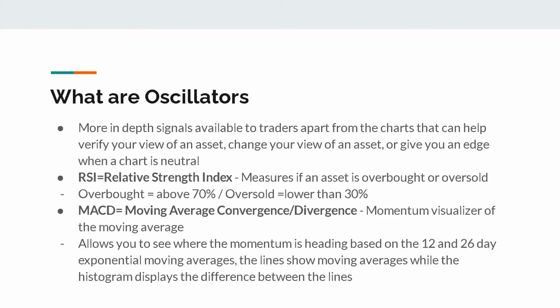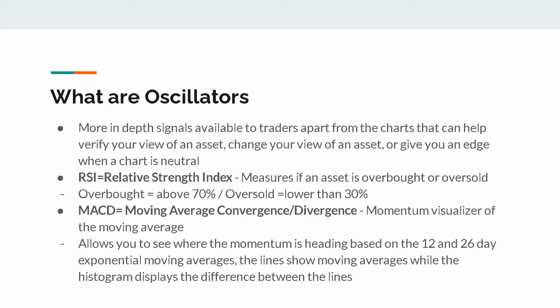Moving on, what are oscillators? Oscillators are more in-depth signals available to traders apart from the charts that can help you verify your view of an asset, change your view of an asset, or give you an edge when a chart is neutral. Let's talk about your RSI, or your relative strength index. It measures if an asset is overbought or oversold. If you're above 70%, that means you're overbought, and if you are oversold, you have to be under 30%.